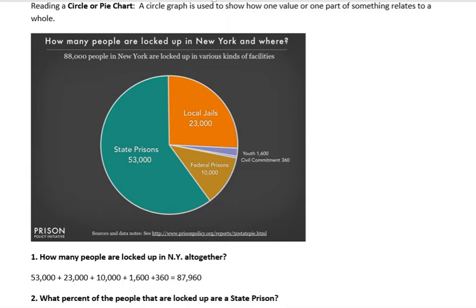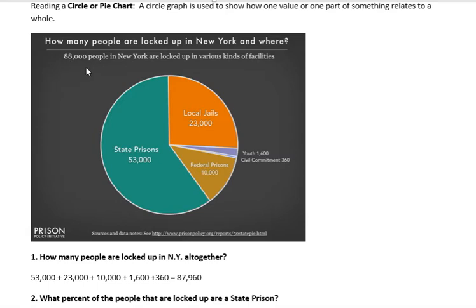So in this particular pie chart that I have up here, it says how many people are locked up in New York and where. So this is a graph that breaks down the different types of prisons or jails that they have in New York and then puts the number of people in those. Notice that it says 88,000 people in New York are locked up in various kinds of facilities.